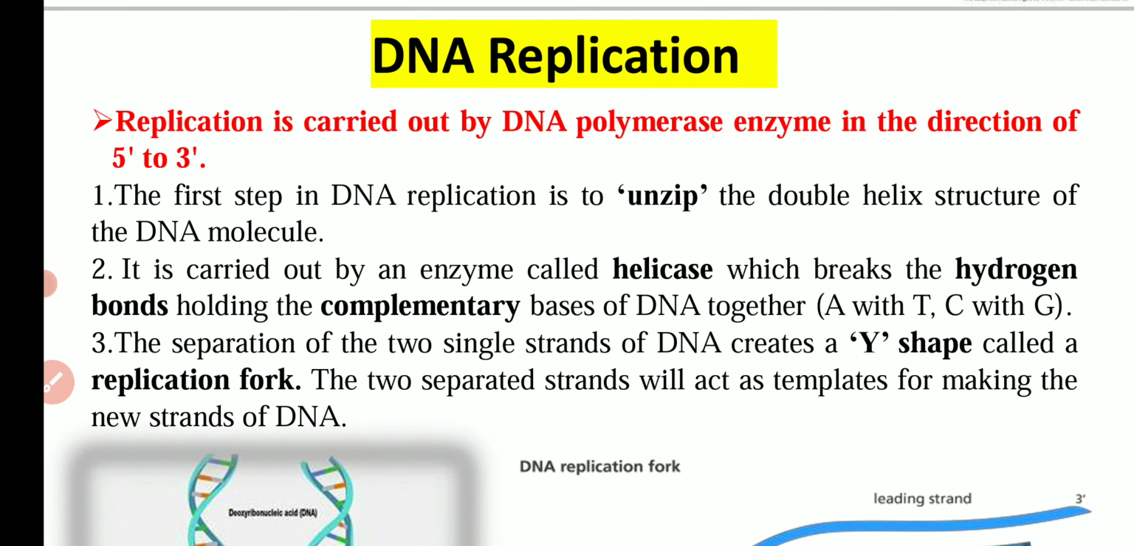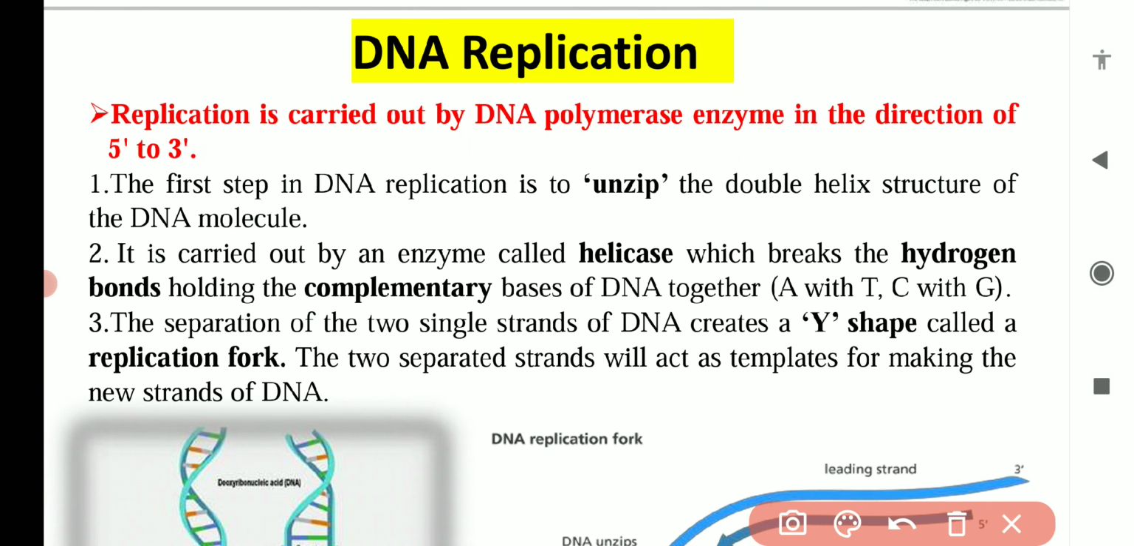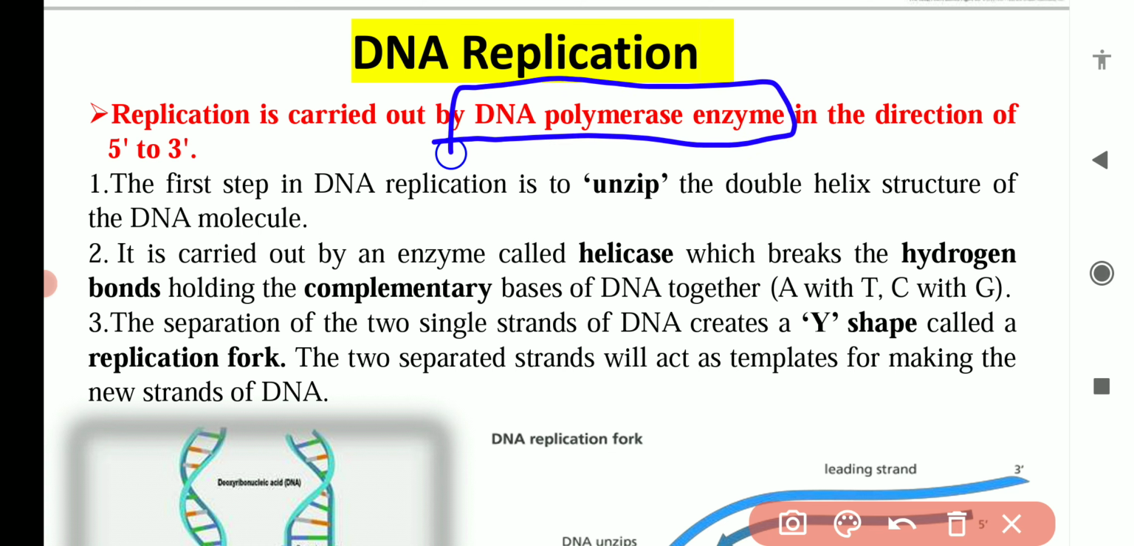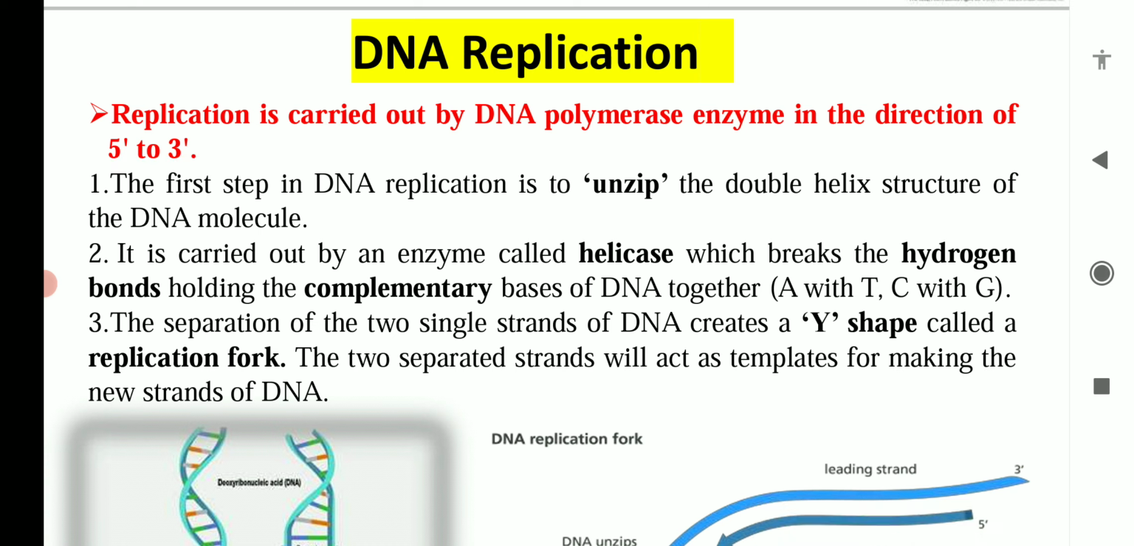So what is DNA replication? We have already discussed that it is the making of new DNA copies from the existing copies, and this DNA replication is being carried out by DNA polymerase enzymes. These enzymes have the ability to carry out DNA replication always in the direction of 5' to 3'.